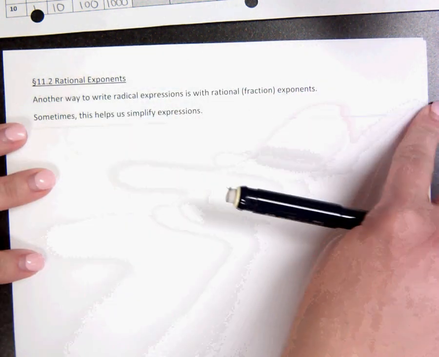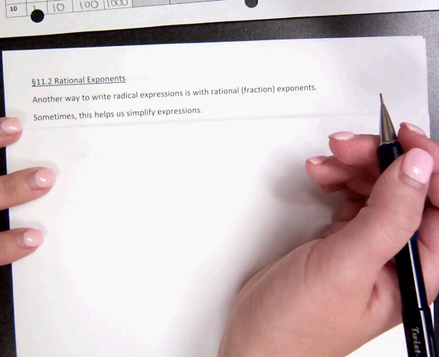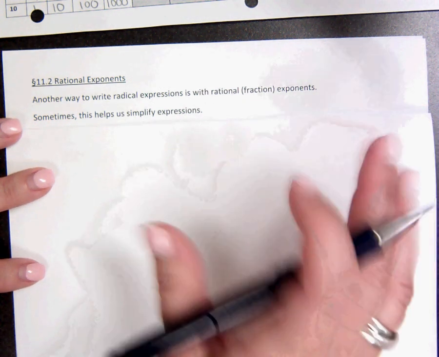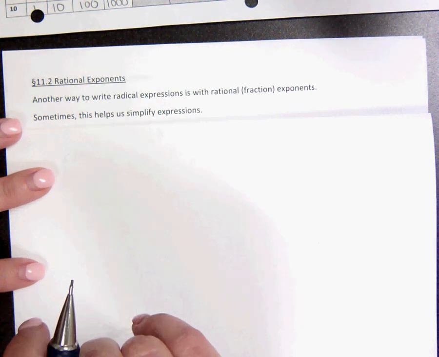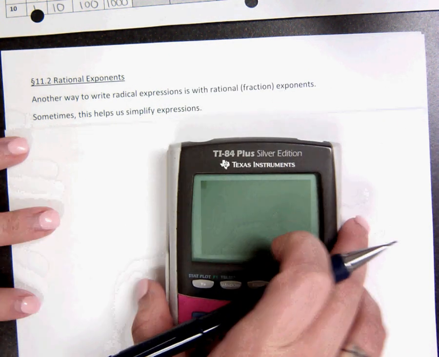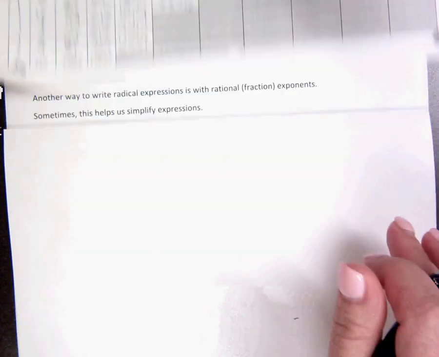This is section 11.2 on rational exponents. It says another way to write radical expressions, all the square root stuff we've been talking about, is with what we call rational or fraction exponents. And sometimes this will help us simplify expressions. So we're going to go over the basics of rational exponents, and then you'll see how they get used to help simplify expressions. You might want to have your calculator handy as well as your power chart. Both of these can be helpful for this section.